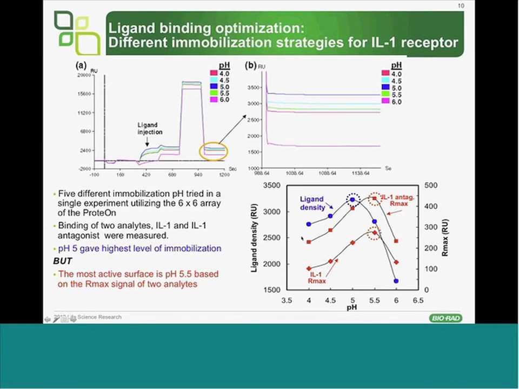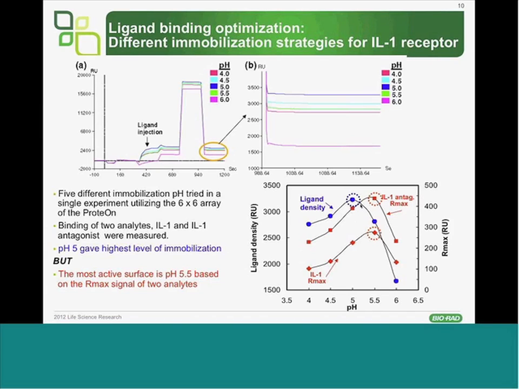So we can see here the ligand density, and this was done in different pHs. You can see that really the best Rmax we got in these conditions gives us a maximum at pH 5.5. And also the binding of 2 analytes was tried here. One was an Analyte IL-1, and the other one was an Analyte which is an IL-1 antagonist.